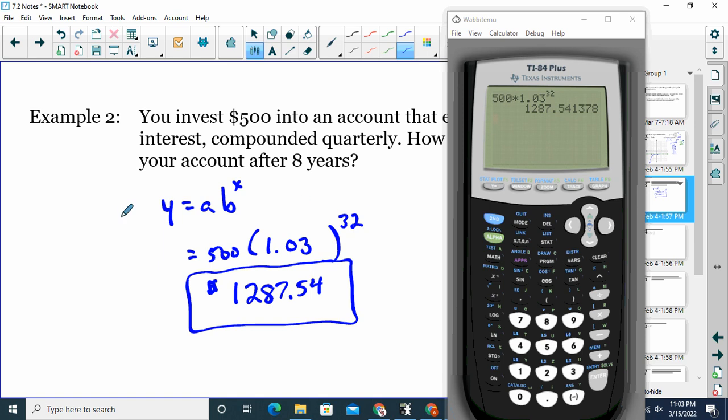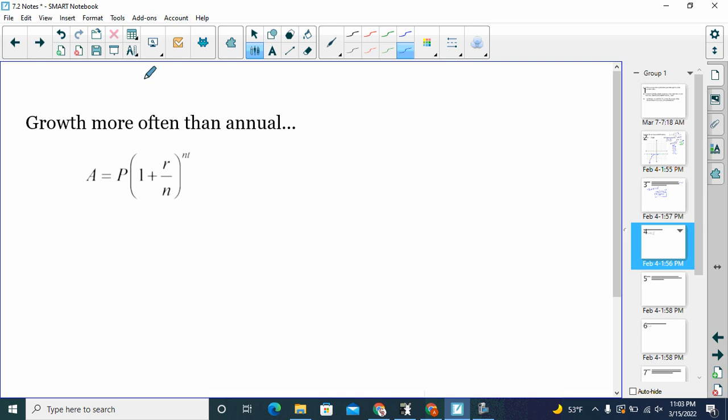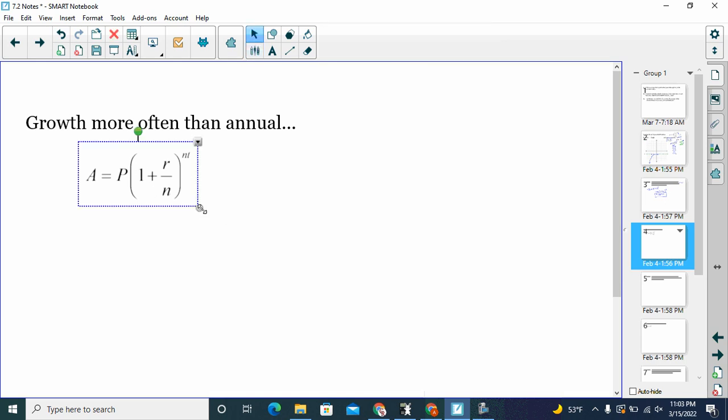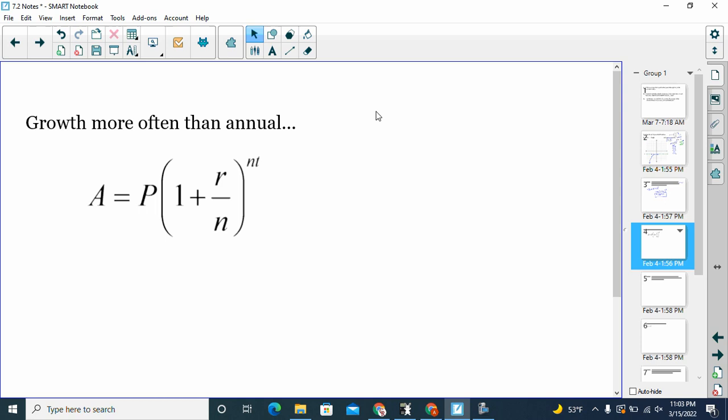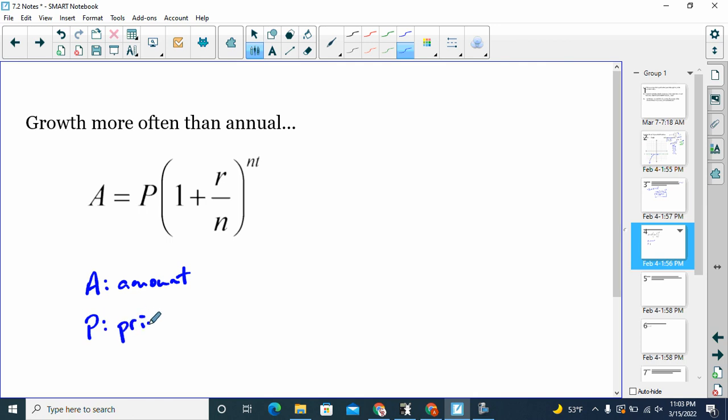You can reason your way through it using our basic exponential function, or we are going to have a formula that we can work with if we have growth that is compounding more often than just once per year, more often than annual. So in this formula, A stands for the amount in the account. P is the principal amount, which is the starting amount. We've got 1 plus R, where R is our interest rate. It does need to be expressed as a decimal.